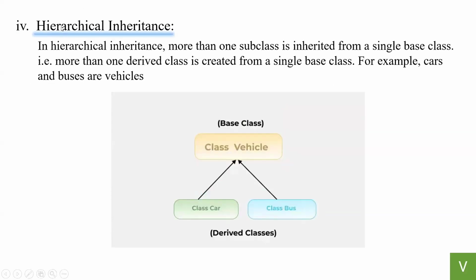Now let us see the concept of hierarchical inheritance. In hierarchical inheritance, more than one subclass or child class is inherited from a single base class. As the name suggests, hierarchical means a tree-like structure. It consists of only one single parent class, whereas there are multiple child classes. In the given image, the class vehicle acts as a single parent class, whereas car and bus act as the child classes of vehicle.